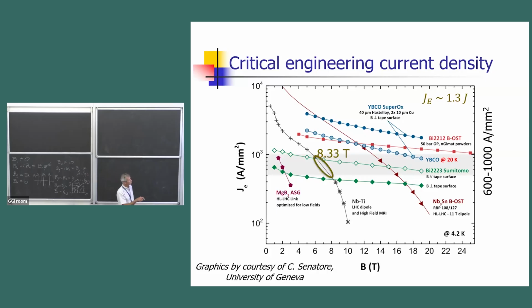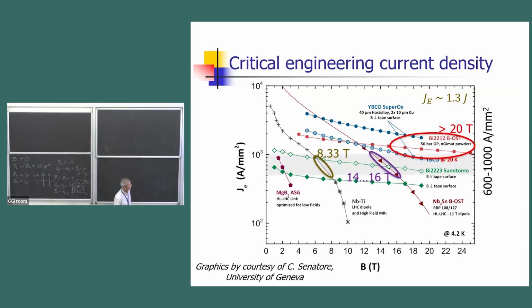We see that niobium titanium dies out once you reach the range of 8 to 10 Tesla. And essentially, that's the LHC. So the LHC is the end of the line of niobium titanium. You cannot go higher with field. There's another material which is being looked at, which is niobium-tin, Nb3Sn. It's this curve here. If you intersect it with the range of 600 to 1,000, you see that you can generate fields of 14 to 16 Tesla. So again, this is the end of the line for Nb3Sn for accelerator magnets. You can't go higher than that.